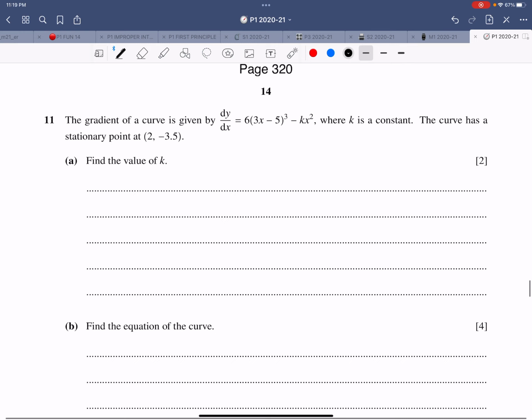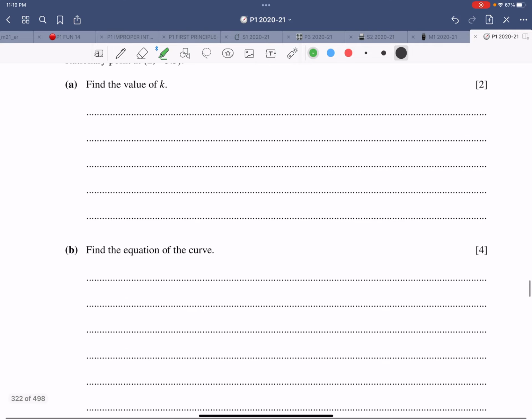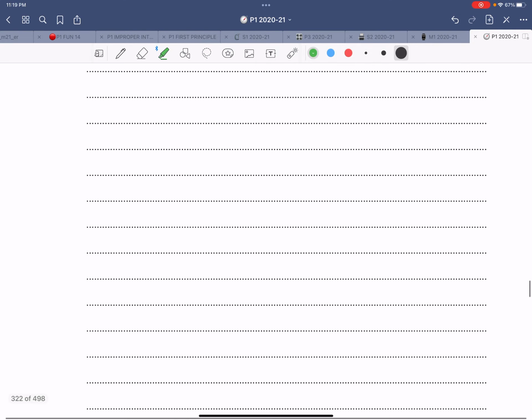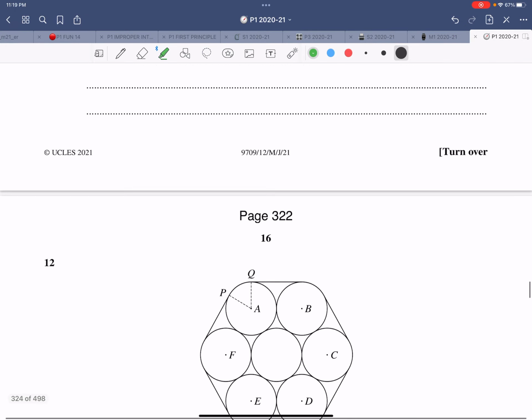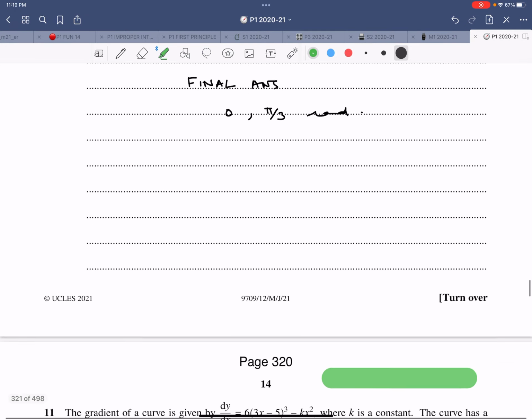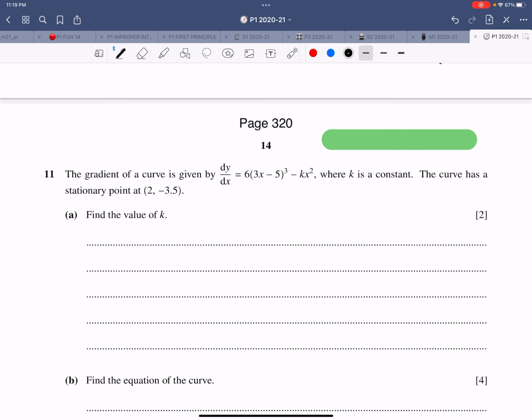Question number 11. What is this question all about? It's about a gradient function, about the value of k, about the equation of a curve, about the second derivative, about the nature of stationary points. So therefore, it's a question about differentiation and about integration. It's a mix of both.